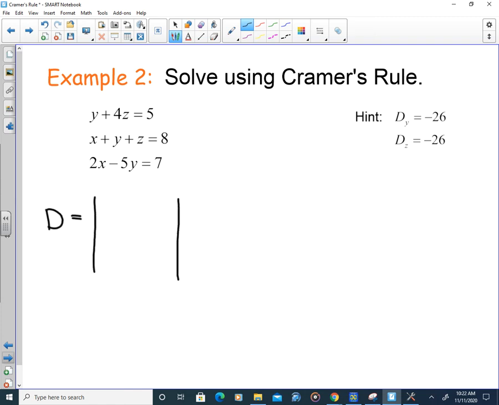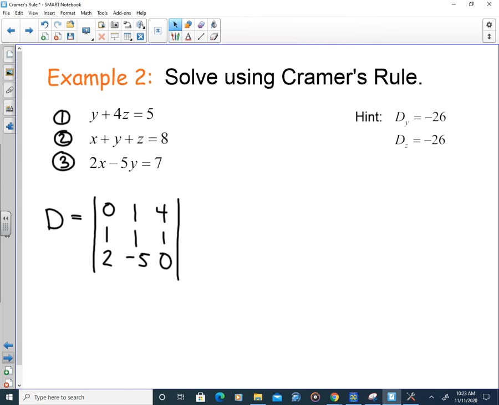So what is D? That's your coefficient matrix. So you're going to list out the coefficients. Well, we got our 3 equations, right? In equation 1, the x coefficient is 0. The x coefficient in equation 2 is 1. And then in 3, it's 2. Now let's list out the y coefficients. So we got 1, 1, negative 5. List out the z coefficients. We got 4, 1, and 0. So this is your D.